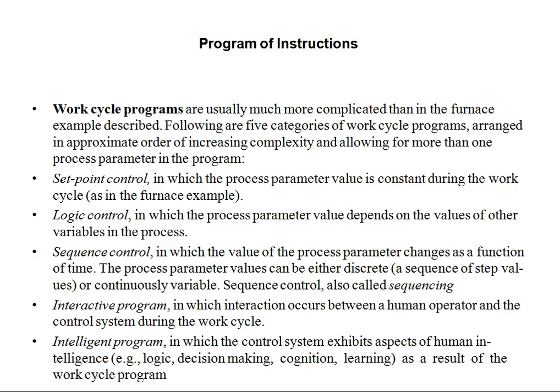Third is the sequence control, in which the value of the process parameter changes as a function of time. Fourth is the interactive program. In the interactive program, the human operator and the control system go hand in hand to execute the work cycle. Last is the intelligent program. In the intelligent program, the control system exhibits aspects of human intelligence like logic, control, decision making, cognition, and learning, so that the work cycle program can be executed.